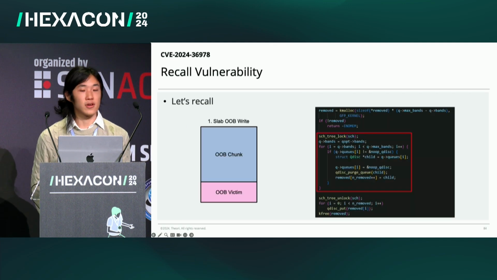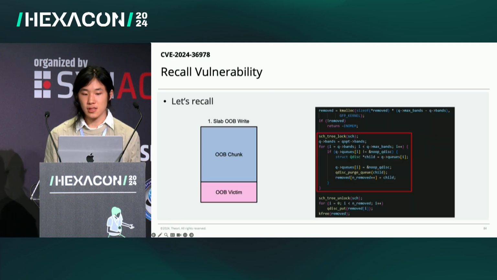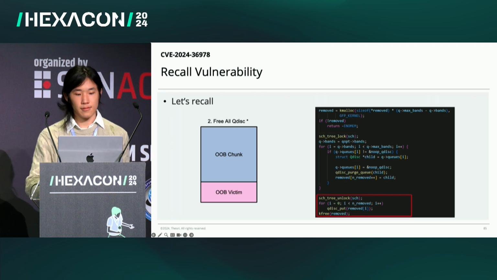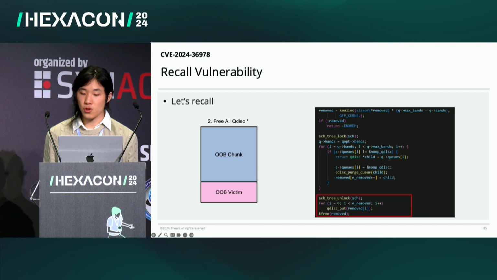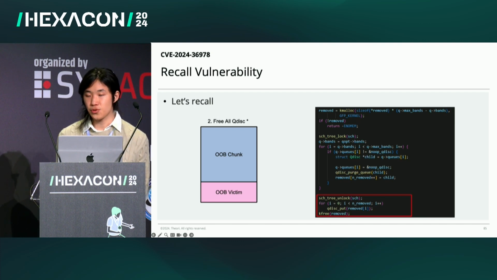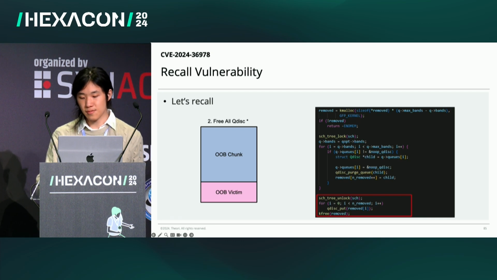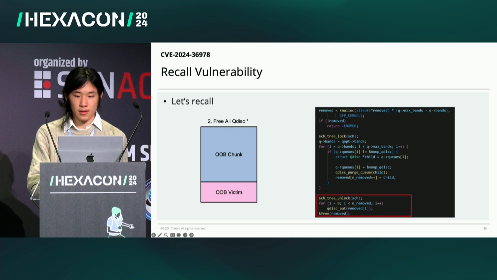Then let's recall our vulnerability. First, we can get slab OOB write because of misusing Qdisc and qopt bands. And then the Qdisc is freed. Actually, qdisc_put does not only free the Qdisc, but let's say it as a simple.